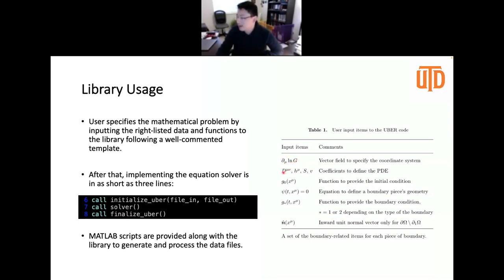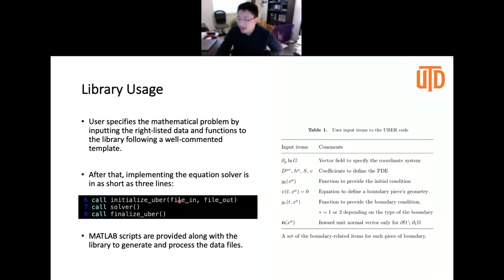The second lines are the coefficients of the equations, which can be 0 if there's no such term. The following are the initial conditions, the equations to describe the boundary geometry, and for each piece of boundary, the boundary conditions. And after you have done this, implementing the equation solver is as easy as 3 lines. You initialize Uber.